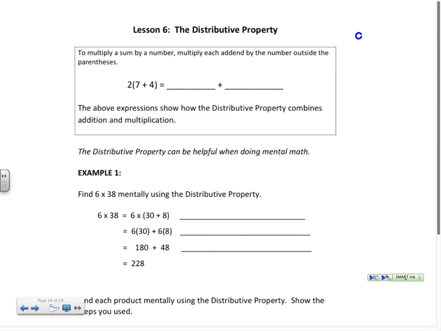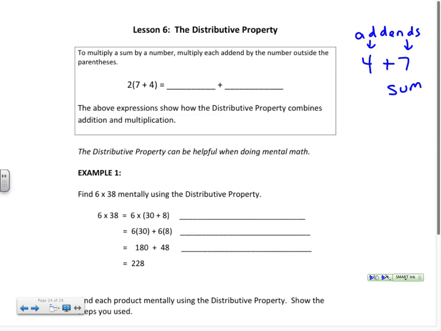We need to know what addends are. If you recall, those are numbers that we add together. So in 4 plus 7, 4 is called an addend and 7 is called an addend. Remember, the answer to an addition problem is the sum.